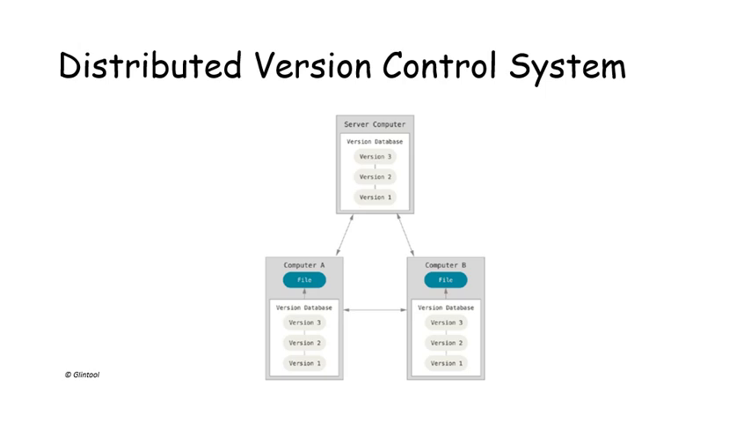Each workstation connected to the server also has a database for keeping track of changes to the same file. In fact, the database on the workstation mirrors the database on the server. That is, the database on each workstation is an exact copy of the database on the server. Git is an example of a distributed version control system.